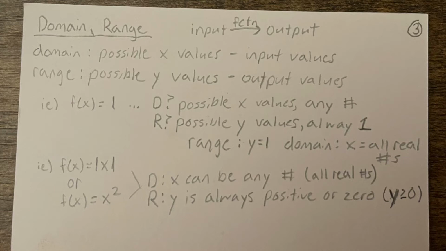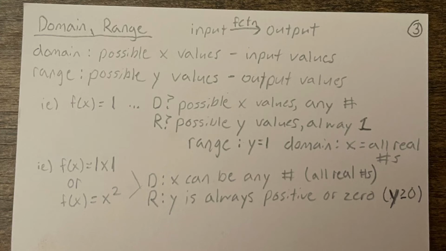Domain, range. The domain of a function is the possible input values, typically x values. The range of a function is the possible output values, typically y. For example, f of x equals 1 or y equals 1. To find the domain, look for possible x values. X can be anything, and y will be the same value. There is no spot to substitute for x. The domain is any real number. The range is y equals 1, because f of x equals 1 regardless of input.